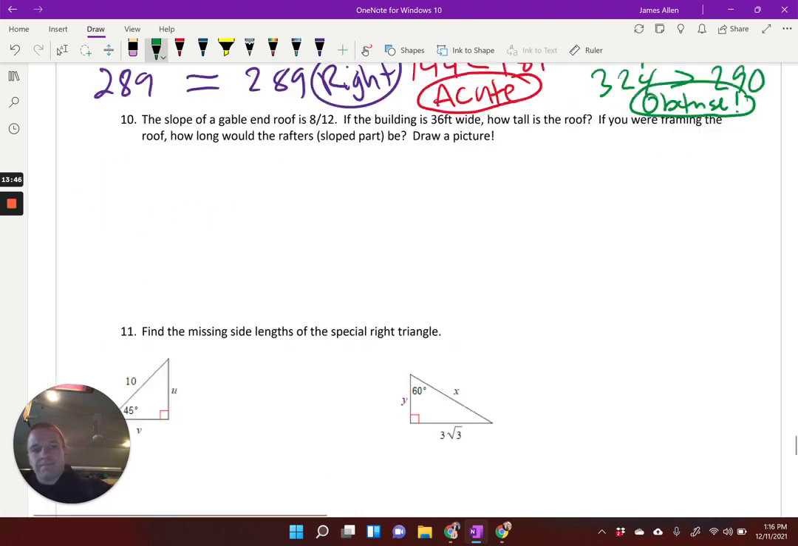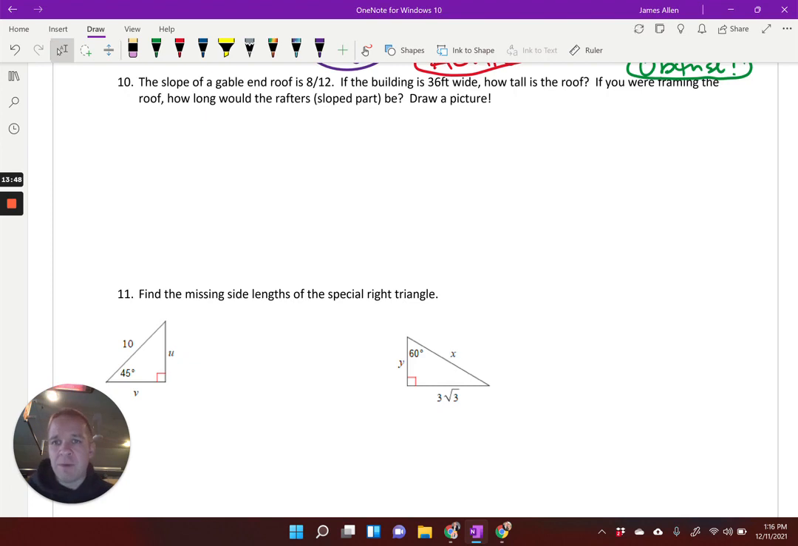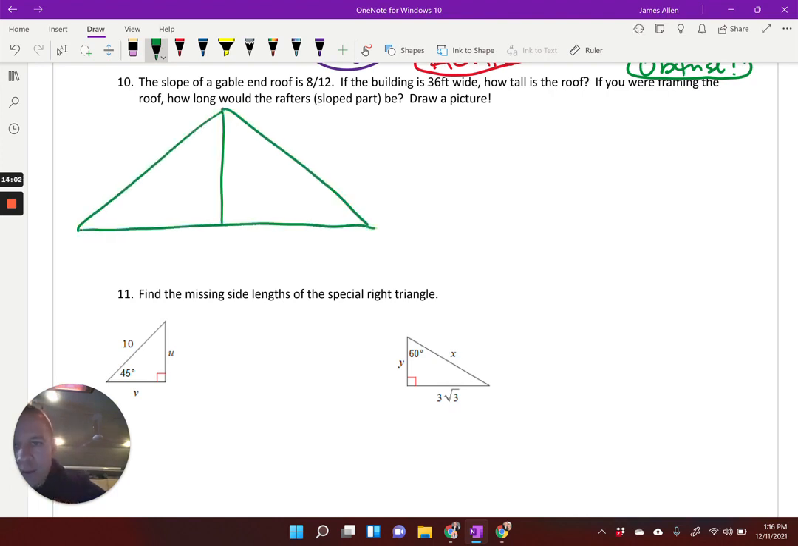Whew. Number 10. The slope of a gable end roof is 8 over 12. If the building is 36 feet wide, how tall is the roof? If you're framing the roof, how long would the rafters, the slope part, be? Draw a picture. So I'm going to draw out this gable end roof. We've seen this before. Just the roof portion would be this. The ridge.